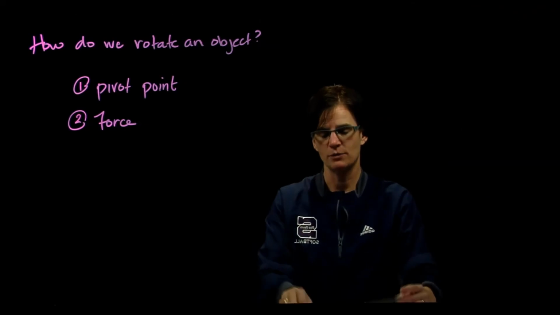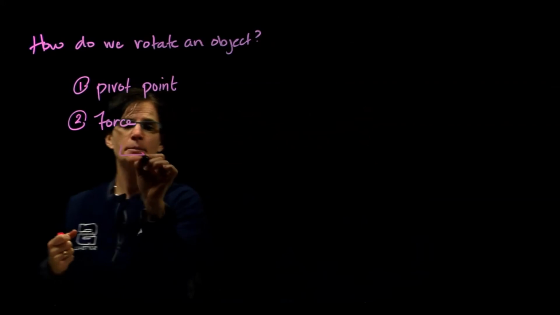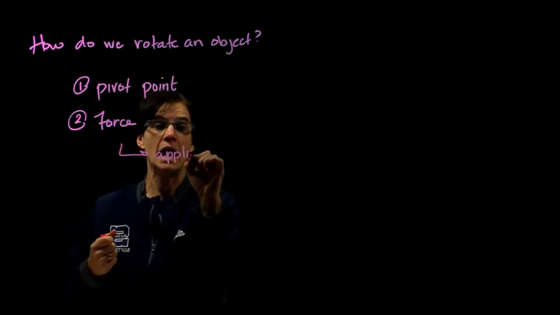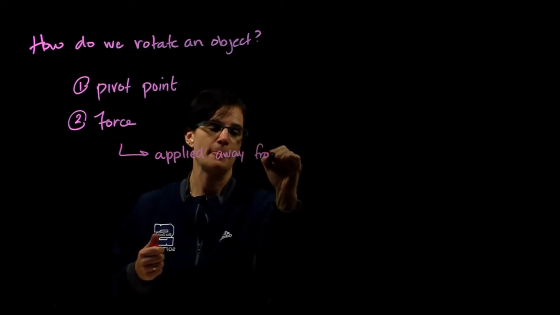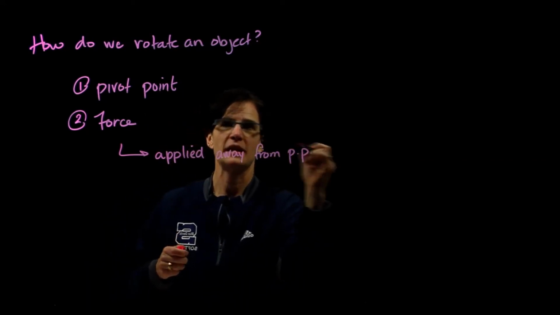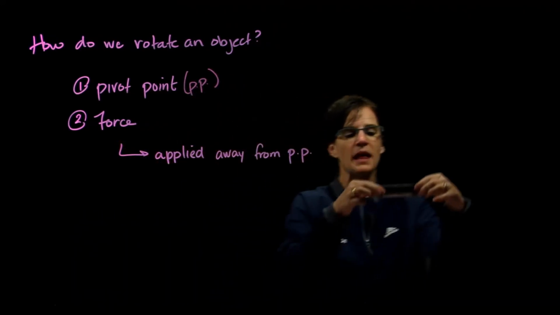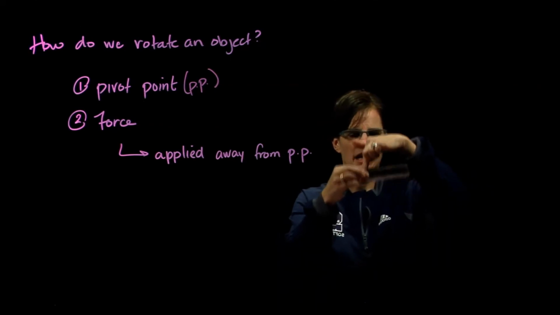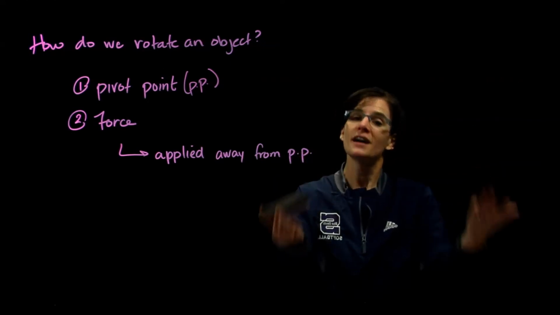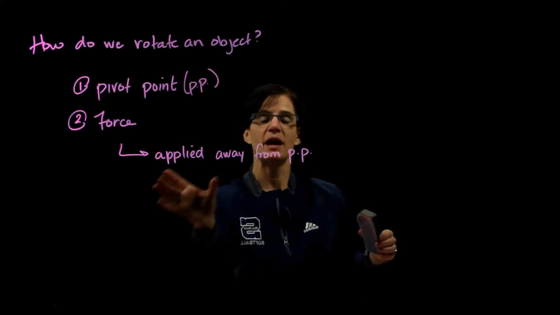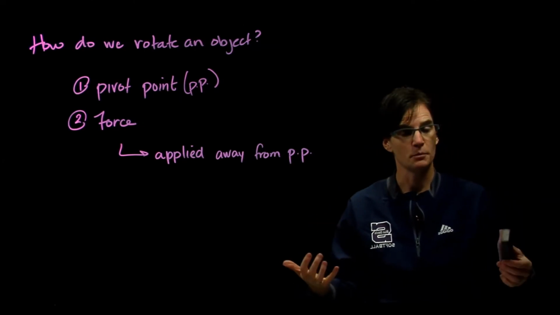So the first thing we recognize is that the force has to be applied not at the pivot point, but away from the pivot point. And I'm going to abbreviate that PP. All right. So if I apply a force here at the pivot point, I don't see any rotation. But if I apply a force out here, away from the pivot point, I do see a rotation. So the first thing that we have to know is that the force is applied away from the pivot point.